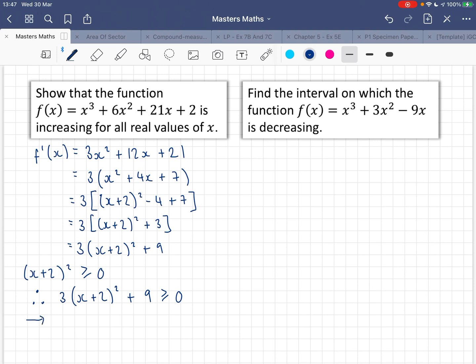So that means that f of x is increasing for all values of x. Okay, I hope that makes sense.